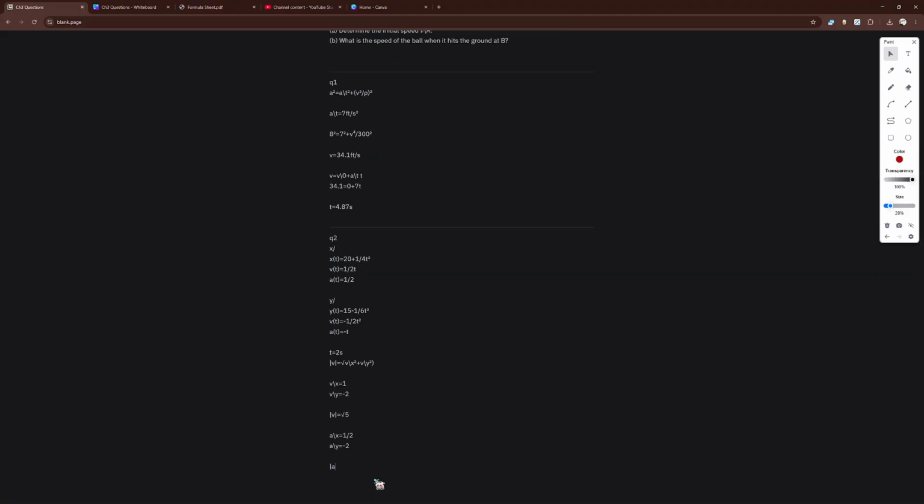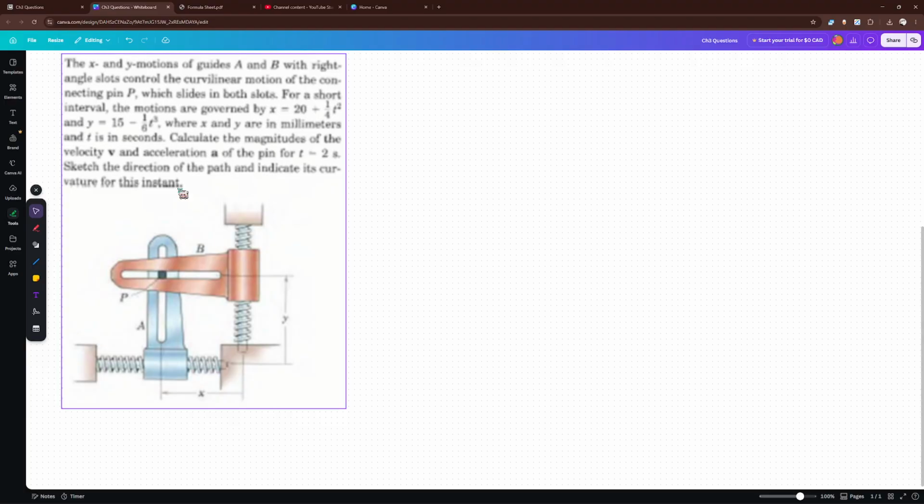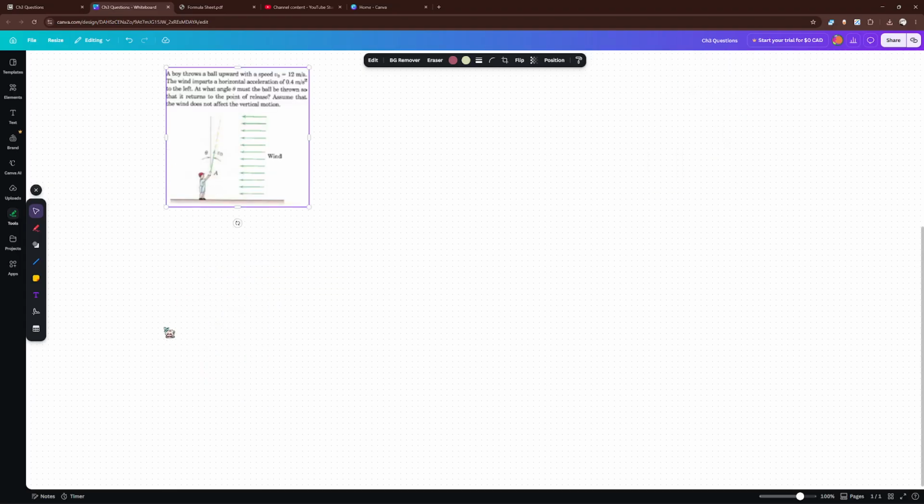So now the magnitude of a is equal to the square root of a half squared, so a quarter, plus 4. So 4 is 16 quarters, so 17 over 4. Square root of 17 over 4. Yeah, that's correct. And then remember, there's the part to sketch the path and indicate its curvature for this instant. You can do that. I'm not going to do that.